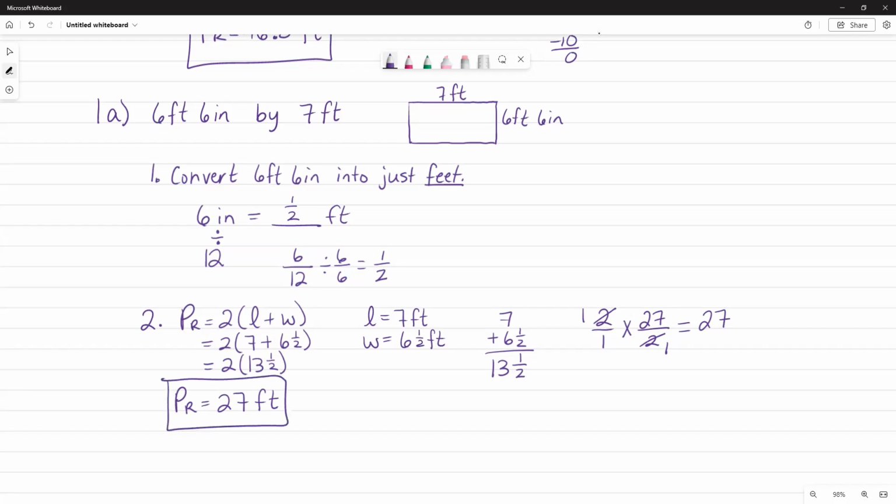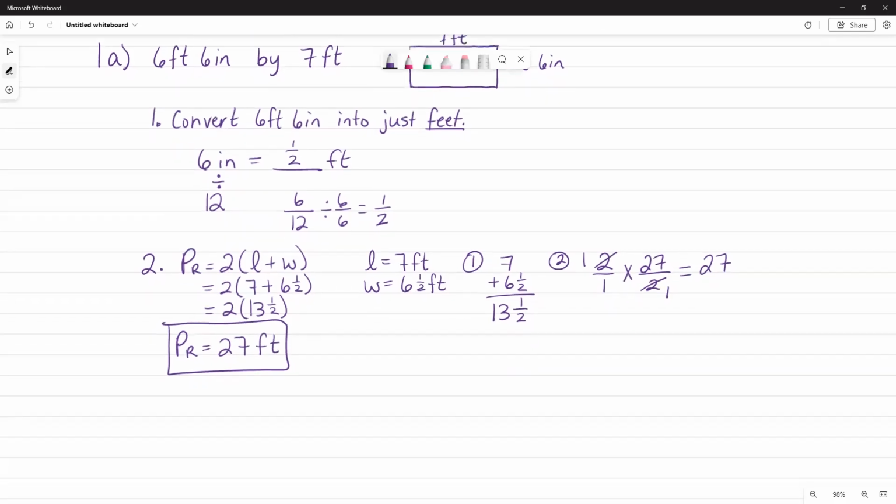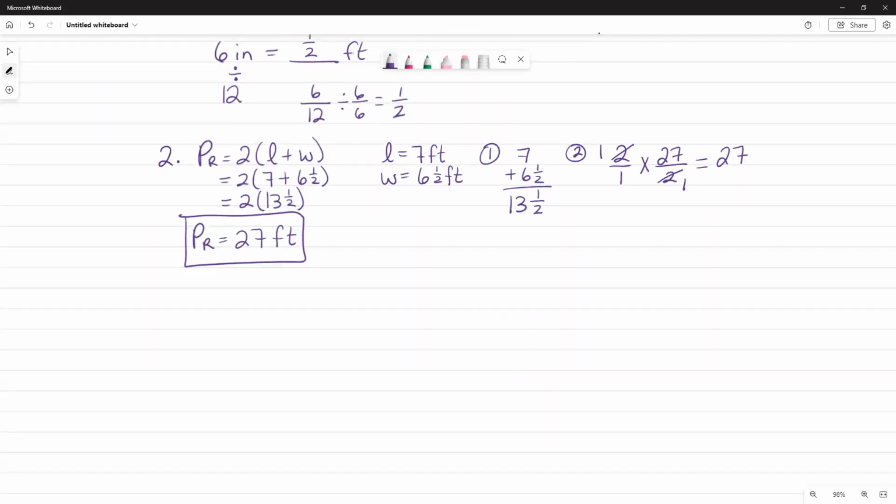So our first step is we solved inside of the parentheses. My second step is that we then multiplied that answer, that sum, times 2, and got our final answer. All right, so you try 1B. Let me go ahead and go do 2A.